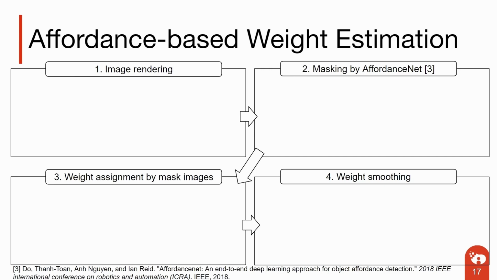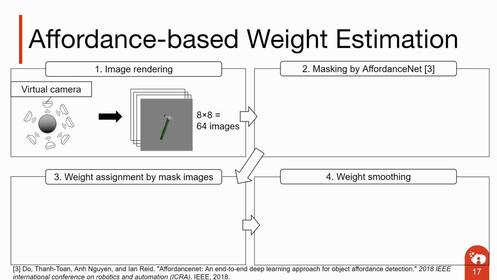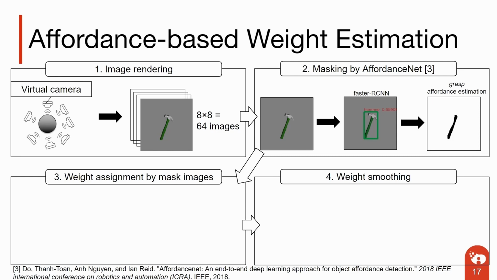We also implemented an affordance-based initial weight estimation. First, we render the virtual object from 64 different viewpoints. Then, we estimate the grasping part in each image by using AffordanceNet. We then generate 64 mask images by painting the grasping part in black and the remaining part in white.